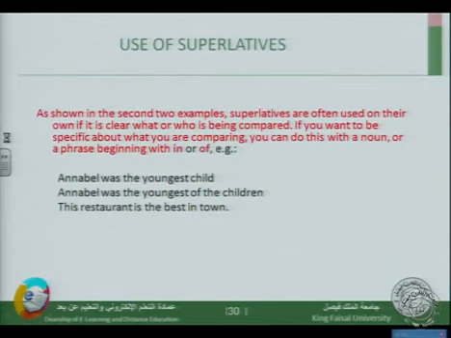أما استخدام superlatives, they are often used on their own if it is clear what or who is being compared. And if you want to be specific about what you are comparing, you do this with a noun or a phrase beginning with in or of. Okay? Annabelle was the youngest child. بدنا نحكي Annabelle was the youngest of the children. أو this restaurant is the best in town. Okay?